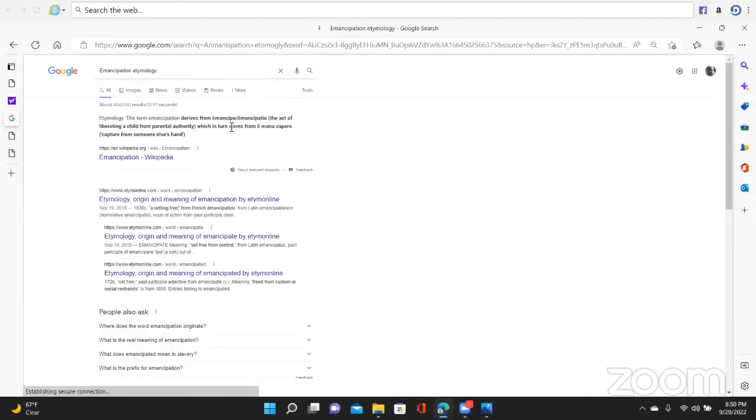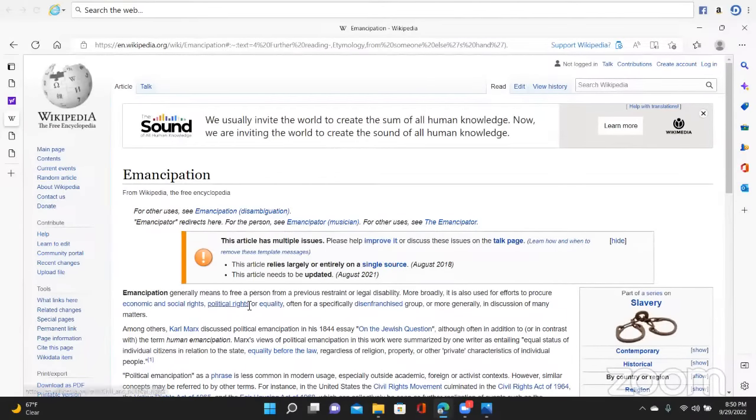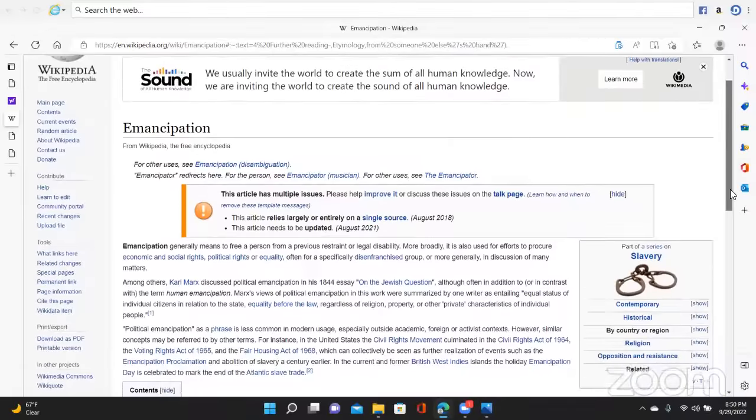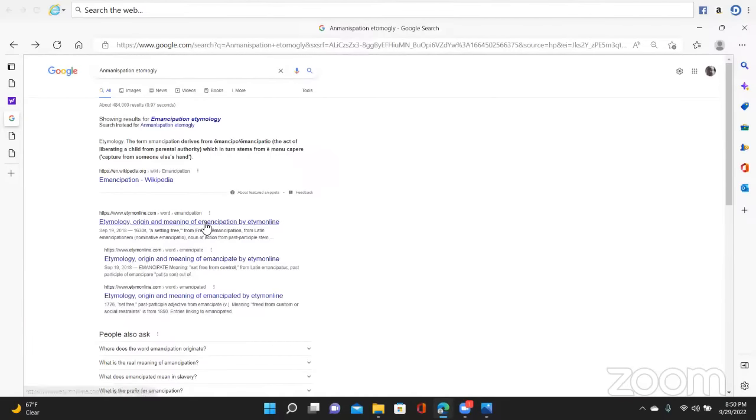The term emancipation derives from emancipatio. Spread that out so you can see the etymology of the word at the bottom of that same post. Okay, let me blow it up, because you're going to find out that it means to transfer property. Yeah, which term stems because of capital. Okay, let me blow it up. A jury means a free person from previous restraints, a legal disability. That's not giving you the etymology of the word, though. Go back. Okay, go back. All right, this might be it right here. Setting free. Set free from control.